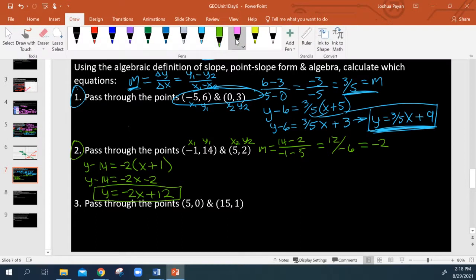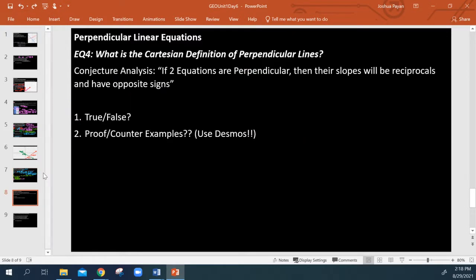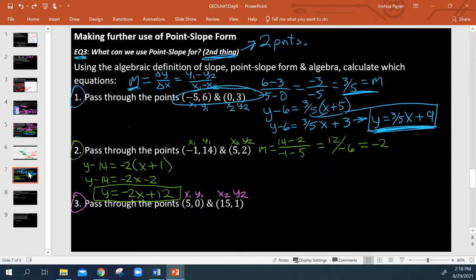Okay, last example. x1, y1, x2, y2. Okay, and I'll probably show you this example on a graph, maybe. I don't know. I'll probably show you this example 1 here on the graph before I end the video. Wait, I still have one more slide. Yeah, no, never mind.